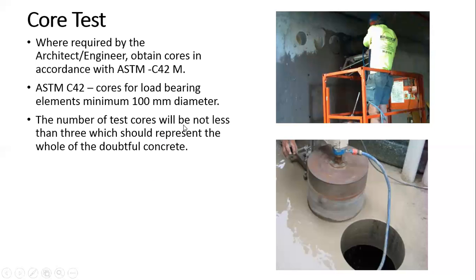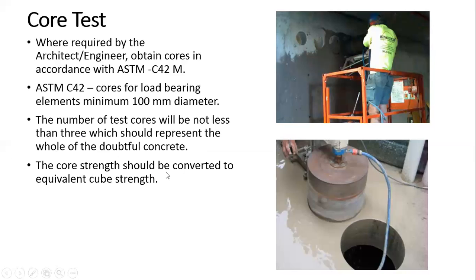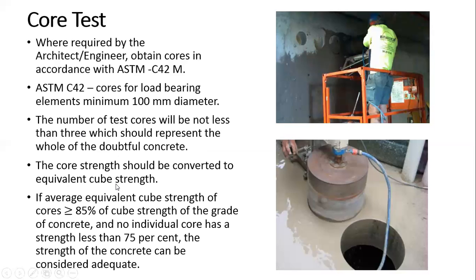The number of test cores will not be less than 3. Again, 3 minimum cores are required. They should represent the whole of the doubtful concrete. So where you have a doubt in the concrete, you have to take out the cores at least at 3 locations. The core strength should be converted to equivalent cube strength. How is it converted? The cylinder strength is only 80% of the cube strength. So using that relation, you have to calculate the cube strength.